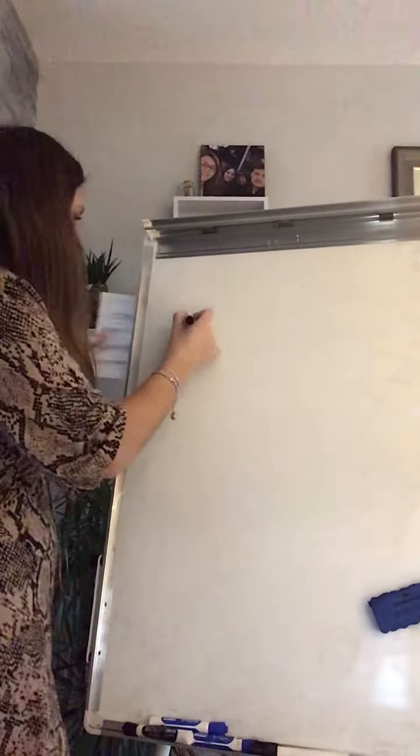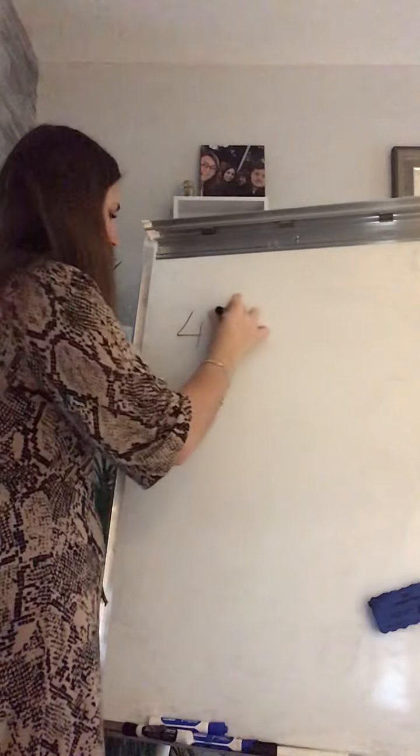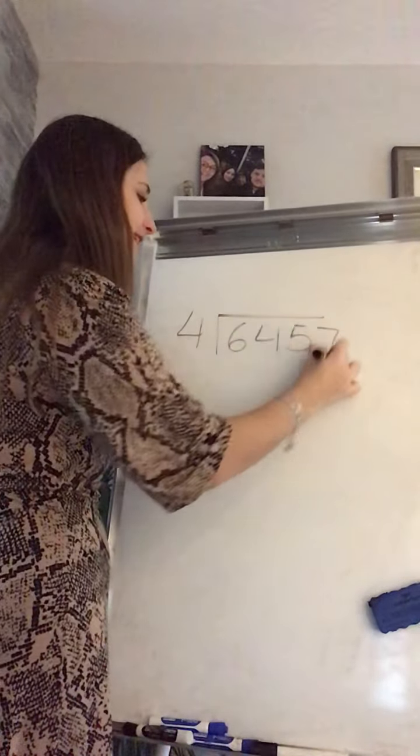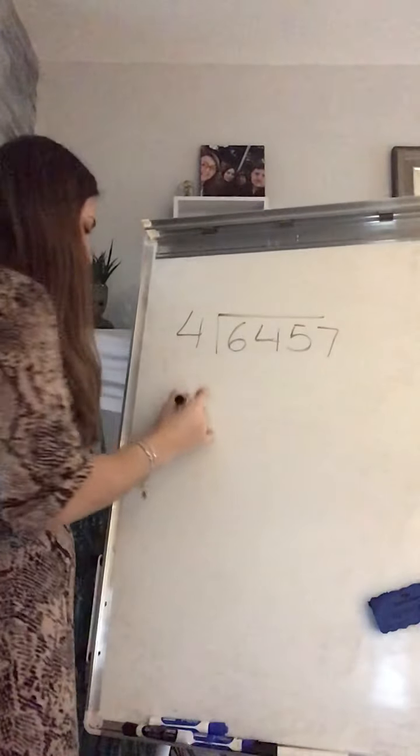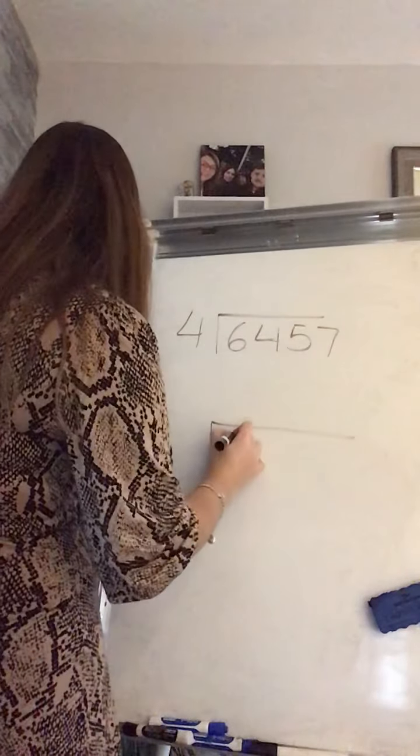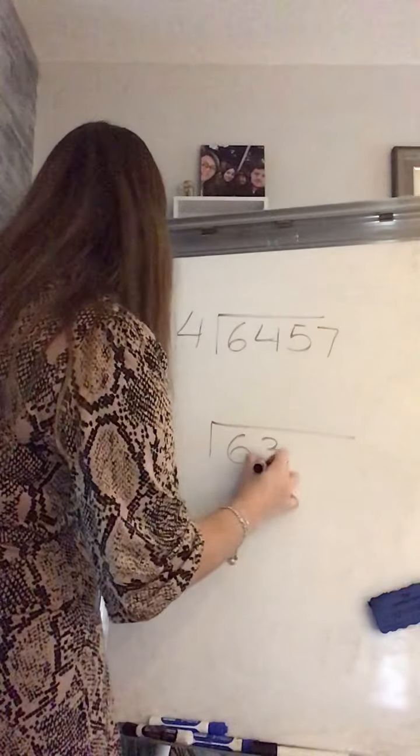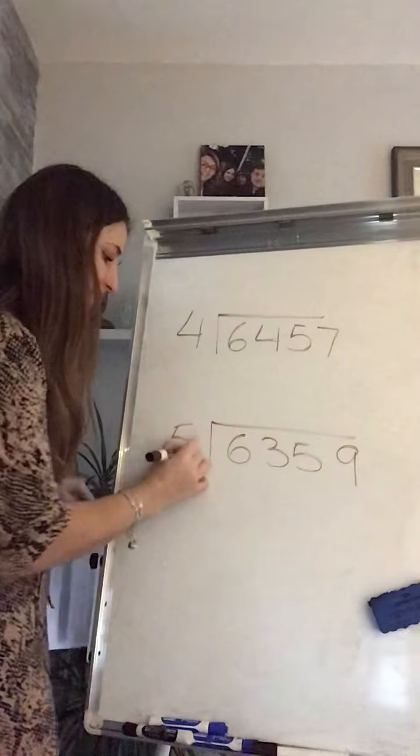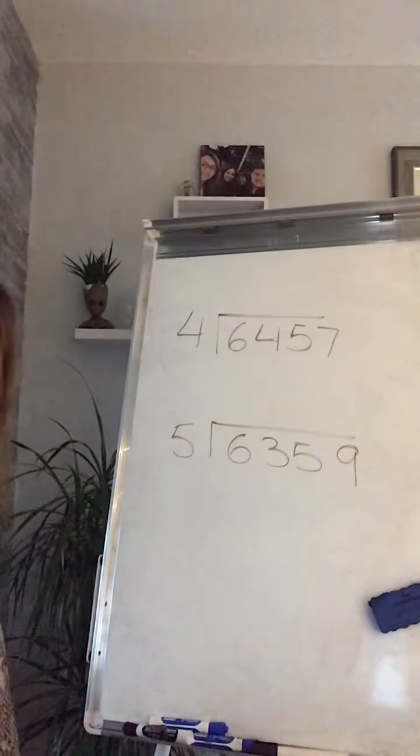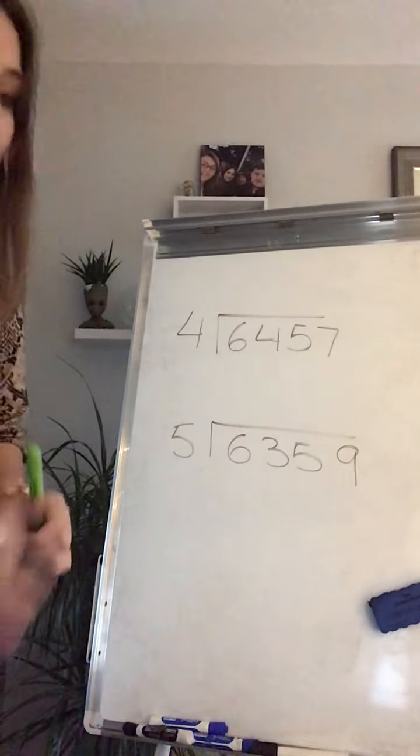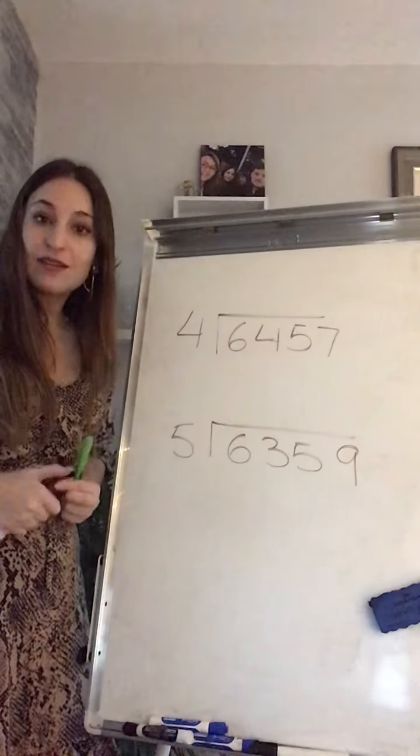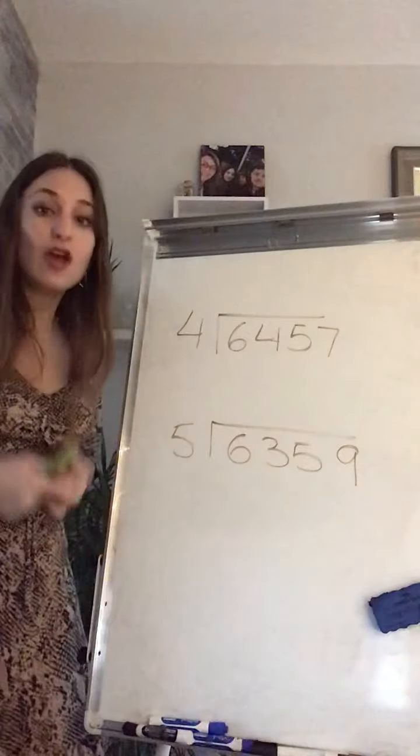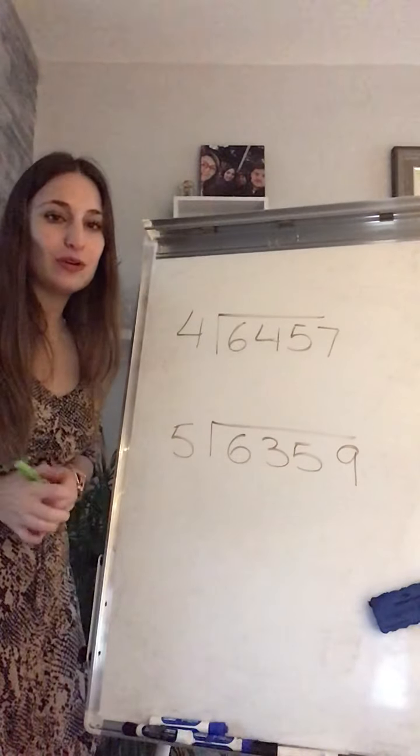We are going to divide 6,457 by 4. And the next one that we are going to try to do together is 6,359 divided by 5. If you want to challenge yourself, pause it and do it by yourself, fair enough. If you want to do it with me, don't you worry, because this is the time to do it together. We will have 2 more to do on your own, okay?